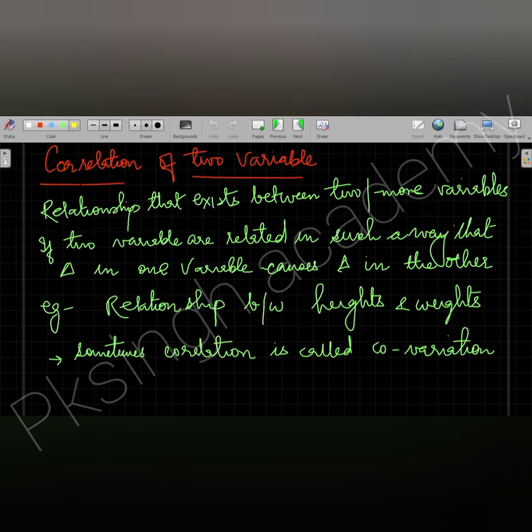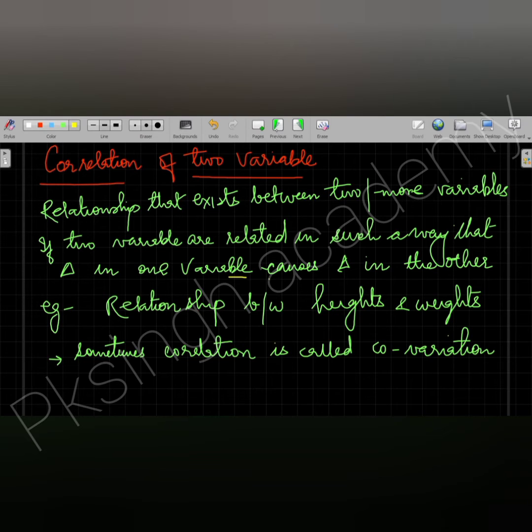So first we will understand what is correlation. Correlation means it's a relationship that exists between two or more variables. If two variables are related in such a way that a change in one variable causes a change in the other variable. Clear?